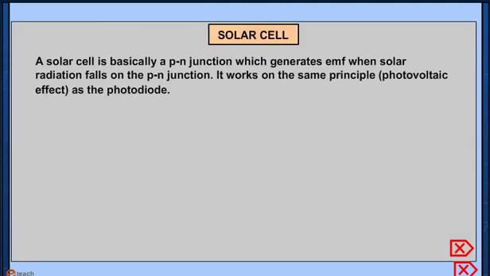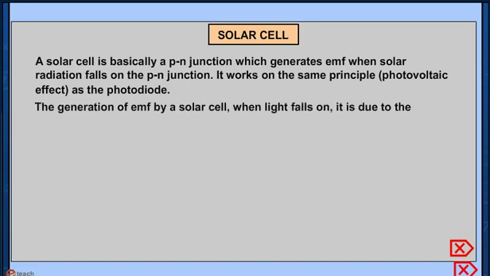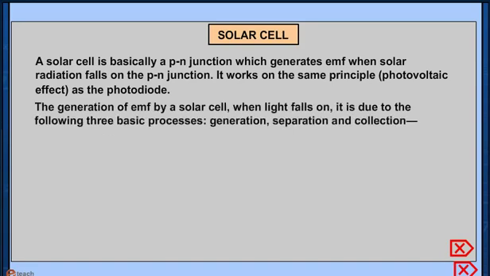Solar cell. A solar cell is basically a PN junction which generates EMF when solar radiation falls on the PN junction. It works on the same principle as the photovoltaic effect as the photodiode. The generation of the EMF by the solar cell when light falls on it is due to the following three processes: generation, separation, collection. Let us see them one by one.